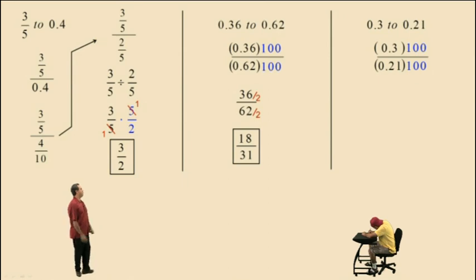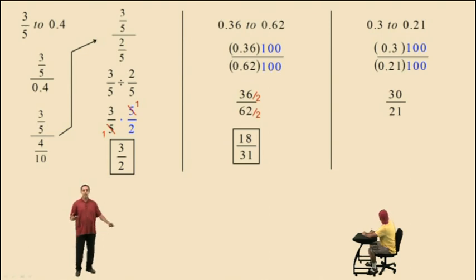So let's do that. On the numerator, we have 0.3. So move the decimal two places to the right, puts it over here, but we need a zero for a placeholder, right? So 0.3 times 100 is 30, or 3/10 times 100 is 30. In the denominator, we have 0.21, move the decimal two places to the right, we get 21. That makes sense, because 21/100 times 100 is 21.